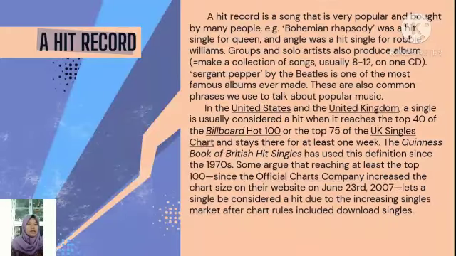Okay, the last material is about a hit record of music. A hit record is a song that is very popular and loved by many people. For example, Bohemian Rhapsody was a hit single for Queen, and Angel was a hit single for Robbie Williams. And Sgt. Pepper by the Beatles is one of the most famous albums ever made.